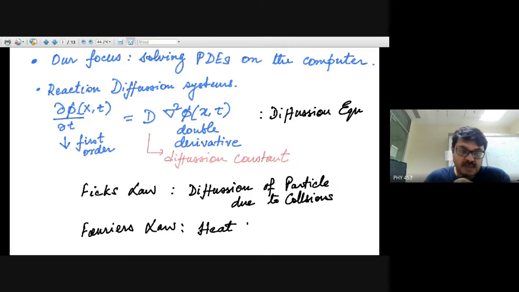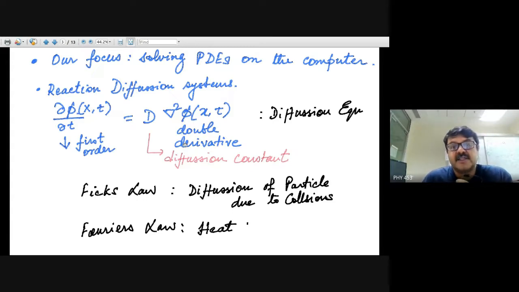of particle current is proportional to the gradient of the particle density, and the proportionality constant is the diffusion constant. And when you couple it with the conservation of mass, you essentially get the diffusion equation, right? So basically you can also write del phi del t equal to the divergence of current. The current you write in terms of Fick's law, and then you get this.